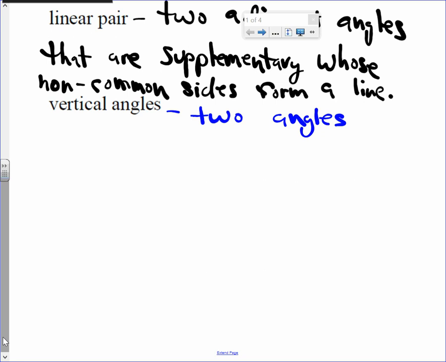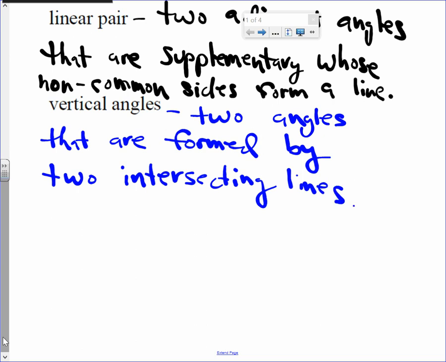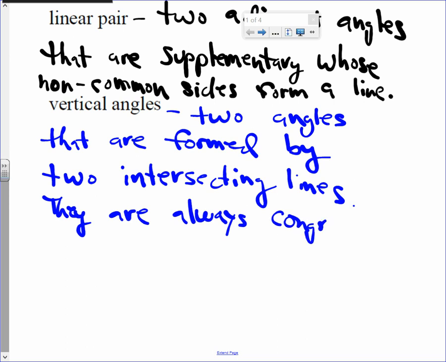Two angles that are formed by two intersecting lines, they are always congruent. Remember yesterday I talked about congruent. Two angles that are congruent have the same measure. They're the same size.